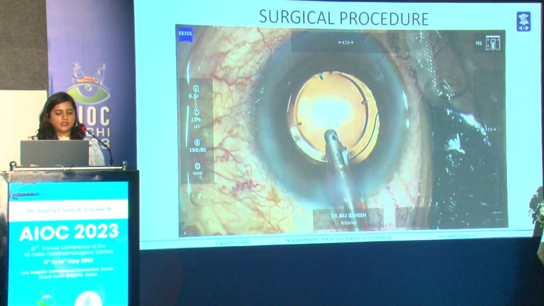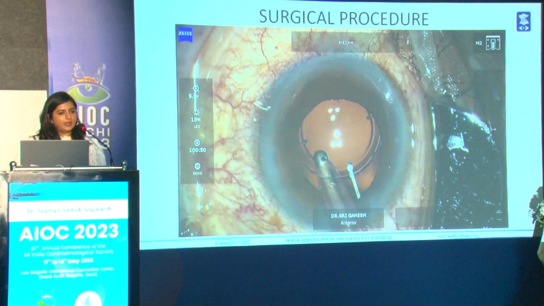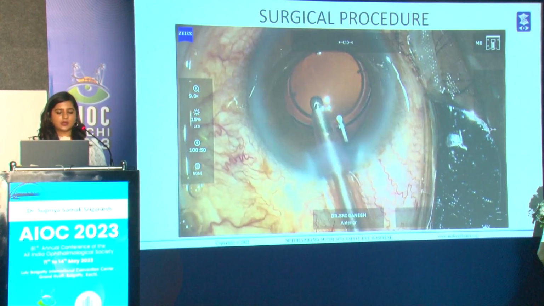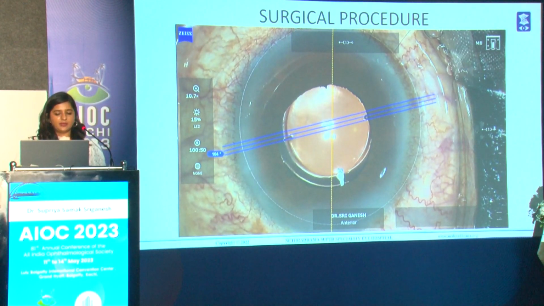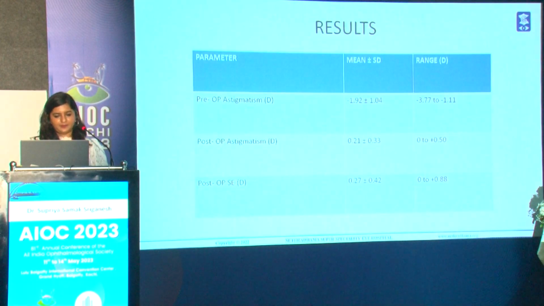Here the advantage is that you don't need a perfect 4.8 mm rhexis. You can even do a manual capsulorhexis, and the visco is easily removed from even under the lens. You can see that it is aligned and centered quite well.